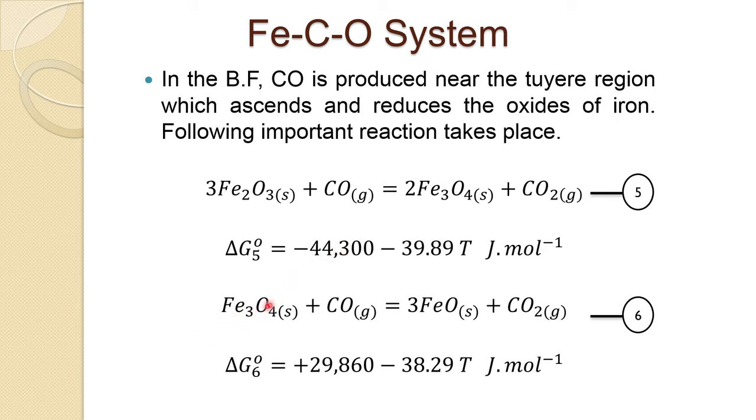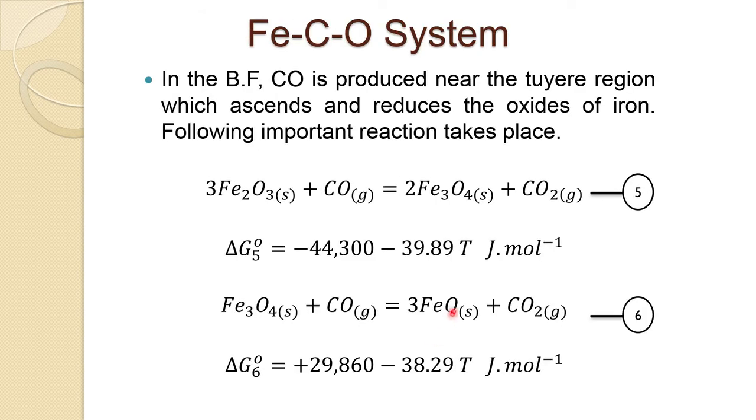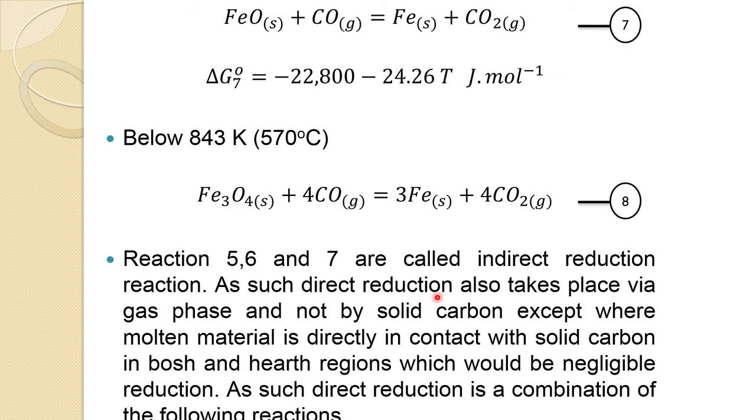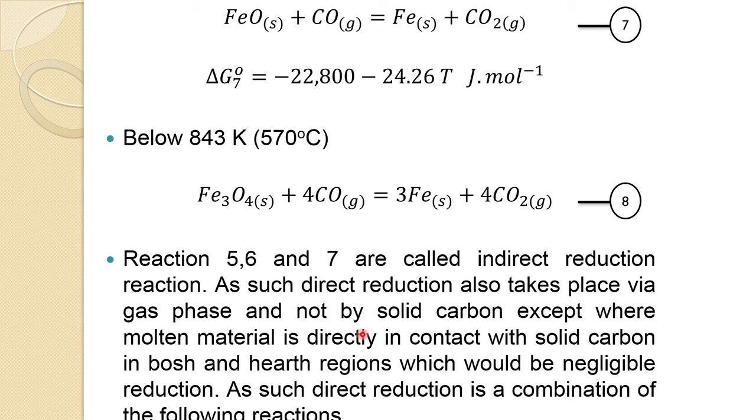Then magnetite, when we go further down, converts into wustite, and from the free energy this is an endothermic reaction. Then this FeO converts into iron, which is a slightly exothermic reaction. But the FeO which has formed must be formed at a temperature above 570 degrees Celsius, otherwise if it is formed below that temperature, it will dissociate, as we discussed before, because it is not stable, and it will form iron and CO2.